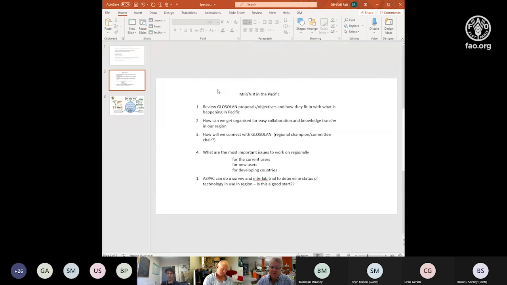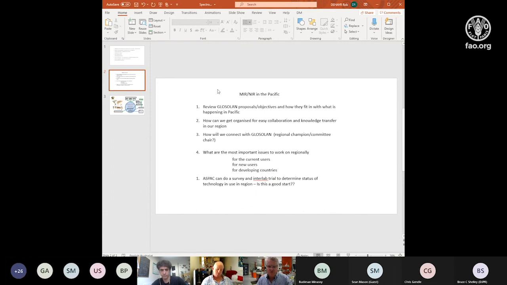How and if we connect with the Glosselin Working Group and the Glosselin Initiative, and they're keen to try and create a regional champion, whether it's a committee chair or an organisation or an institution that could take on that regional champion role to progress some of the ideas that we've talked about today. What are the most important issues to work on regionally? And that's for current users, for new users, and for the developing countries in the Pacific and our neighbours in Southeast Asia as well. And ASPAC, what role will we have?